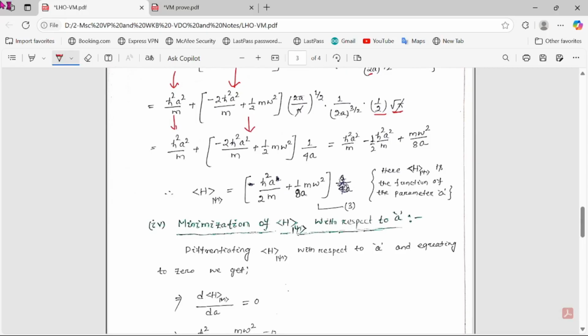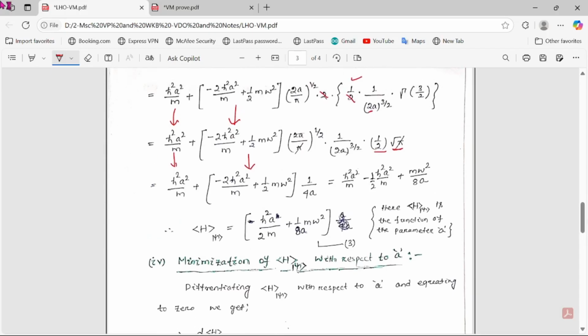So here you just solve it, here 2a gets cancelled, but here 1 by 2 is there, 3 by 2 is there. Okay, and here root pi gets cancelled. If this is moved up, then 1 by 2 minus 3 by 2, so it will be how much, minus 1 by 2, right?